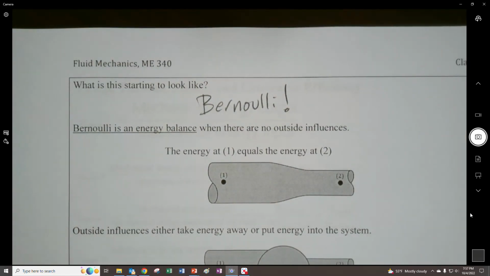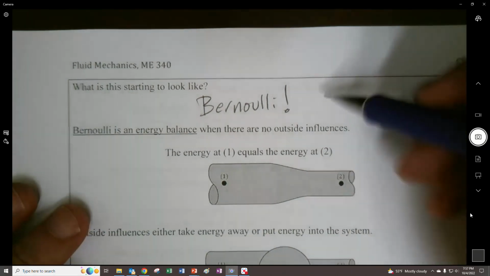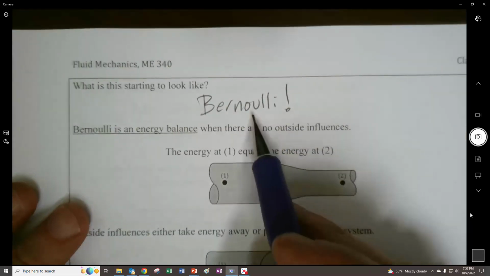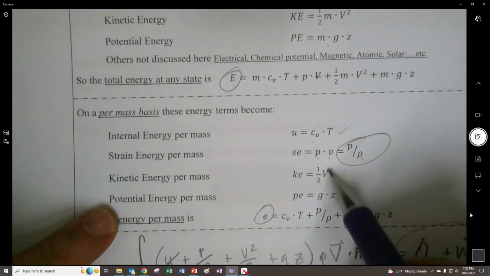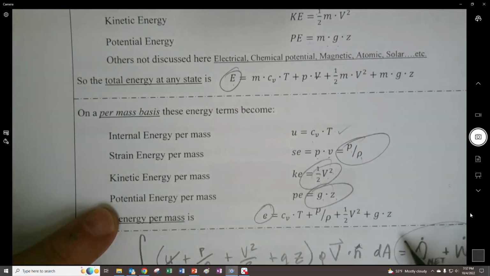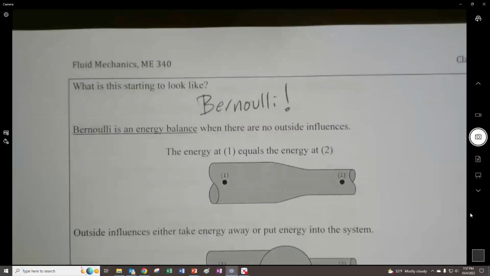And we got to the same place. We were kind of fast and loose with a couple things, but we do know that Bernoulli is going to be an energy balance. We saw all of these different kinds of energies, specifically these three types of energies being balanced on the in and the out.